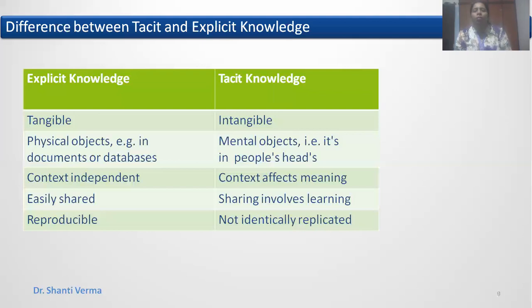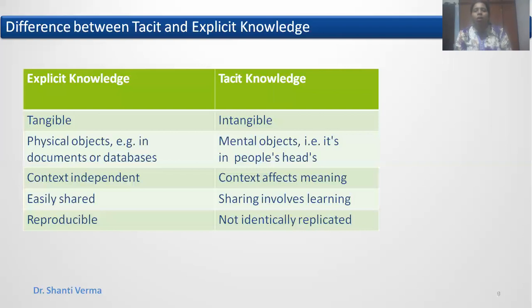Now let's discuss some differences between tacit and explicit knowledge. Explicit knowledge is tangible and tacit knowledge is intangible. Tangible means we can touch; intangible tacit knowledge we cannot touch. Explicit knowledge is stored in physical objects such as documents or databases, while tacit knowledge is stored in mental objects, in people's heads.